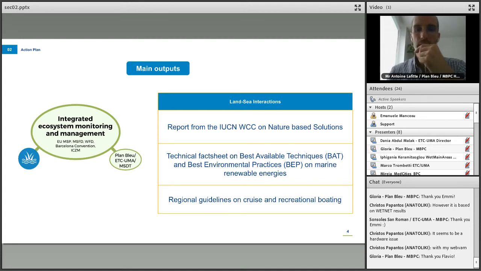Regarding the land-sea interaction topic, the three main outputs will be a report from the IUCN World Congress on Nature-Based Solutions that should be held next January. Also a technical fact sheet on best available techniques and best environmental practices on marine renewable energies, capitalizing on already existing outcomes from the Pharos for MPAs project, and also to produce regional guidelines on cruise and recreational boating.